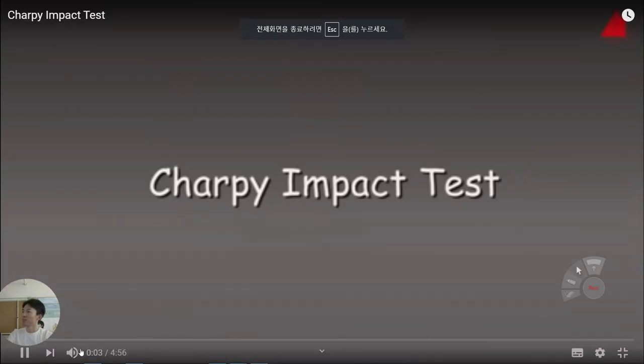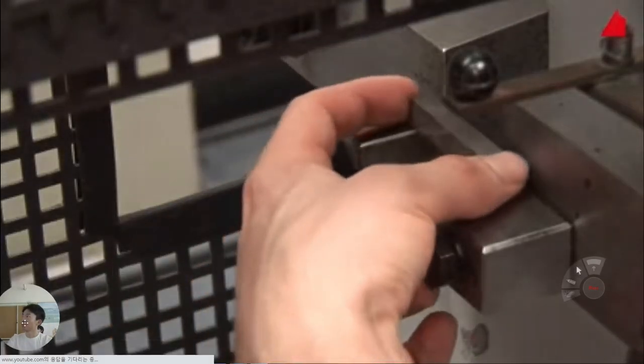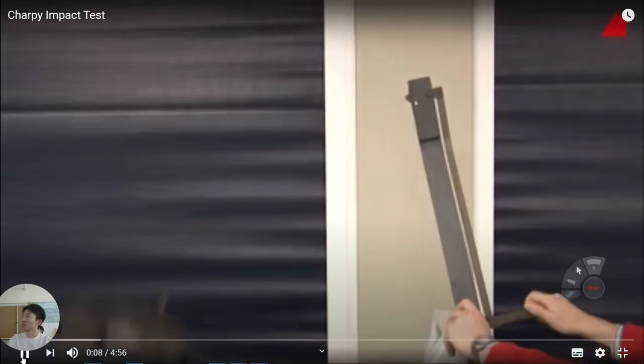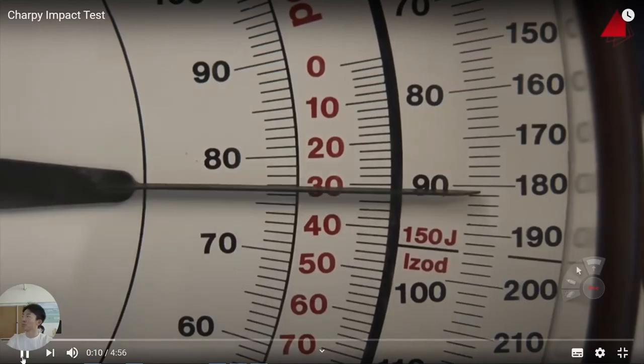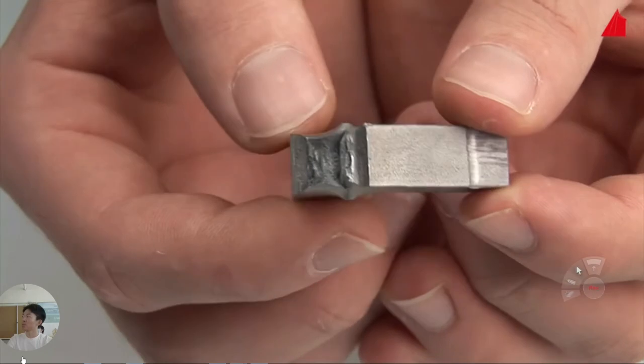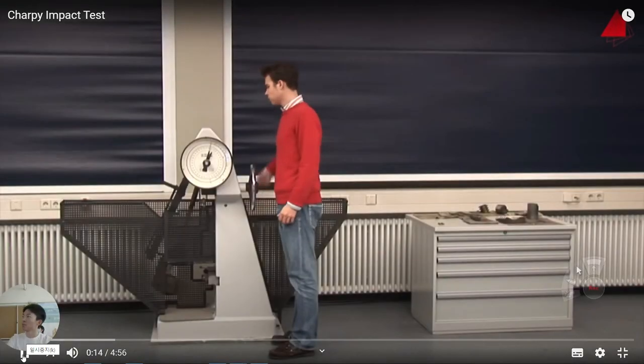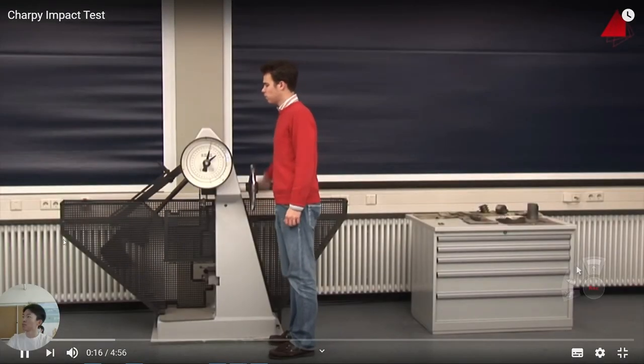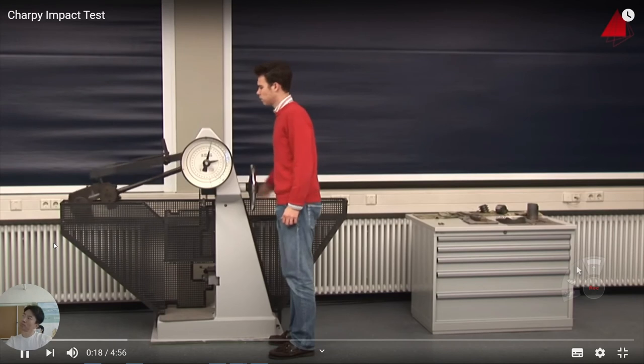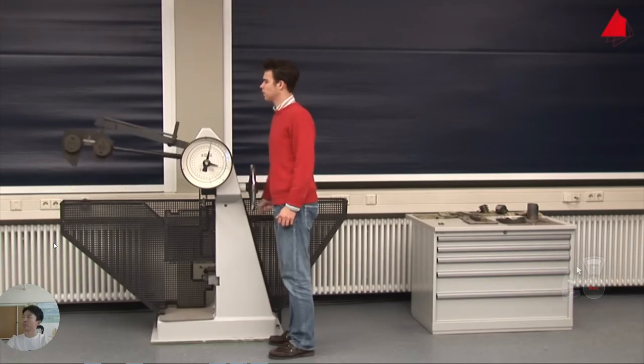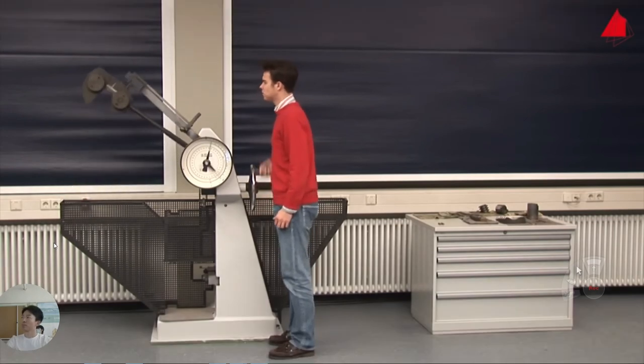So they are using this, the Charpy impact test. The standardized Charpy impact test has been designed to measure the toughness of materials under impact loading and multi-axial stress state. A pendulum impact testing machine is used to do so. The pendulum on the machine has a heavy weight at the end. This is lifted into the starting position in step 1.